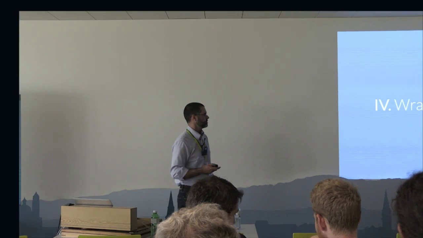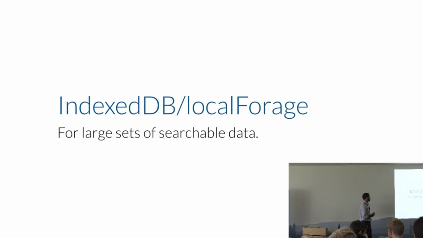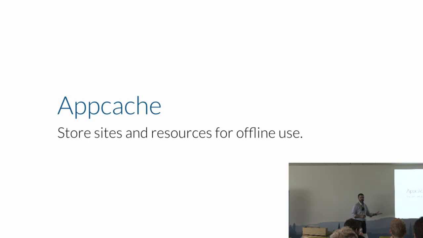So wrapping up, web storage: small amounts of data that doesn't necessarily have to be passed to the server like you would with a cookie. IndexedDB: local storage for larger sets, anything that needs to be indexable, searchable, whatnot. And app cache for storing files on a local device for offline use. I'm hoping the examples that I listed give you an idea of when and where things might be applicable.